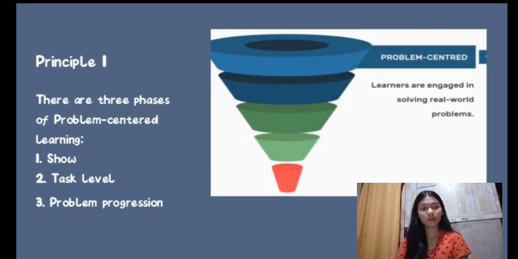So first we have the problem centered. In problem centered, learners are engaged in solving real world problems. So there are 3 phases in problem centered principle. The first one is show. So introduce a problem before teaching concepts. The second one is task level. So problems should be at an appropriate complexity level for the learners. The third one is problem progression. Start with simple problems and gradually increase complexity.